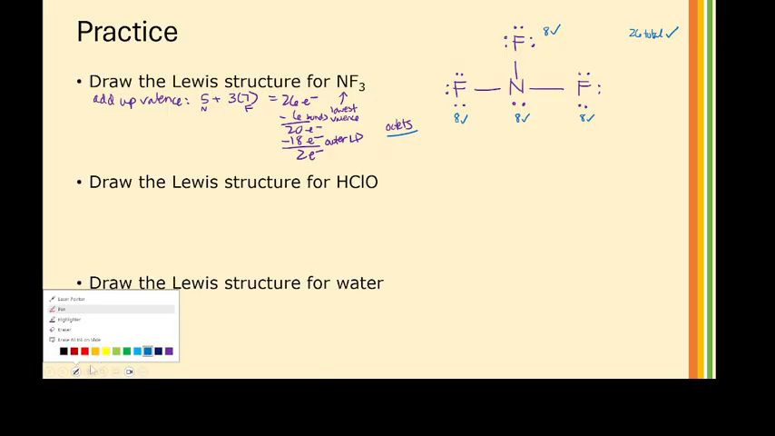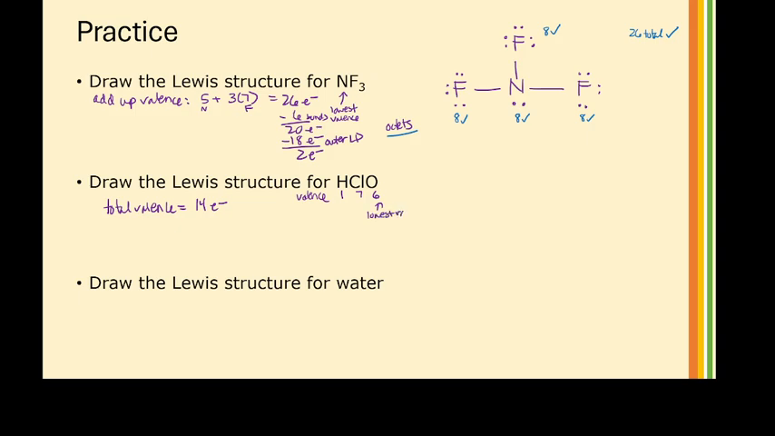All right, for the second one, let's change to purple. Okay, HClO. So this has valence 1, 7, and 6. So total valence equals 1 plus 7 is 8, plus 6 is 14 electrons. I'm going to put the lowest valence non-hydrogen. Obviously, hydrogen is the lowest valence, but remember, hydrogen is aiming for not 8, but for 2, so that's misleading.